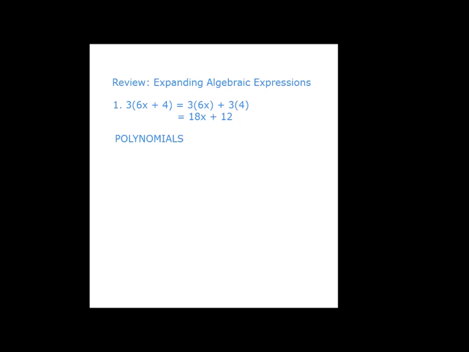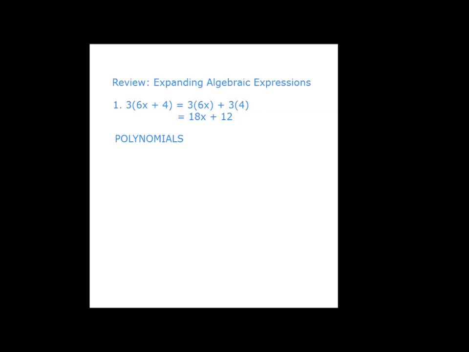Recall that a monomial is a number, a variable, or a product of numbers and or variables, such as 3 times 4. 3 times 4 gives us a product of 12, and 12 is a monomial. An algebraic expression that contains one or more monomials is called a polynomial. So one term is a monomial, and one or more monomials is called a polynomial.